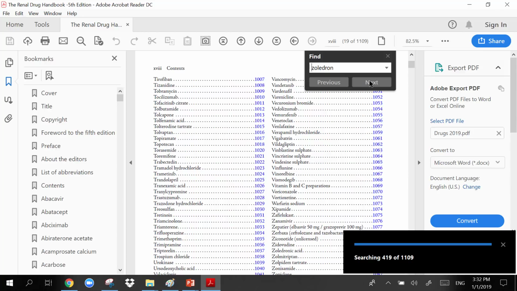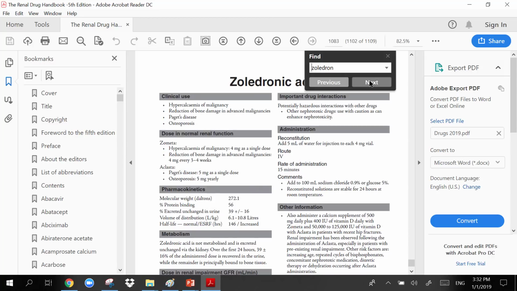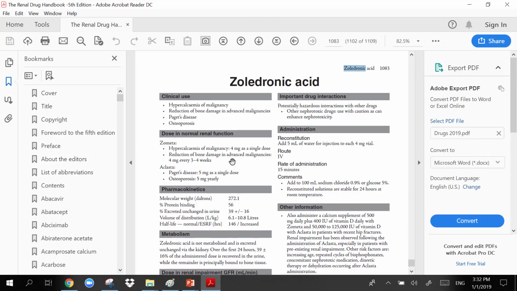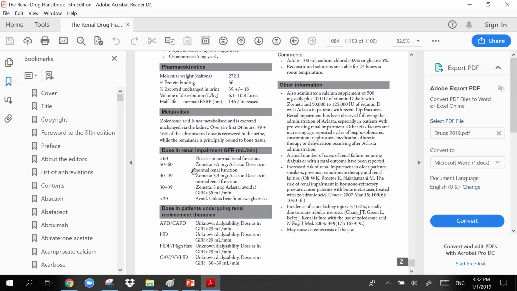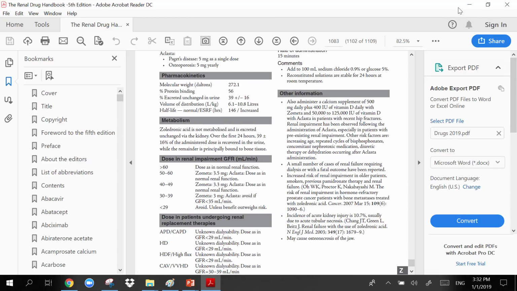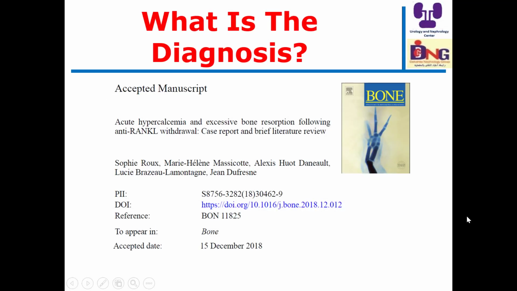Because it is very important for nephrologists to know the pharmacology of the drug, protein binding, dialysability, precautions with renal impairment. So all this information can be at your hand if you go to the clinical use: hypercalcemia of malignancy, reduction of bone damage in advanced malignancy, osteoporosis, and this is the dose in normal renal function, pharmacokinetic parameters, metabolism, those with different degrees of kidney function. So I recommend this book for all of you.